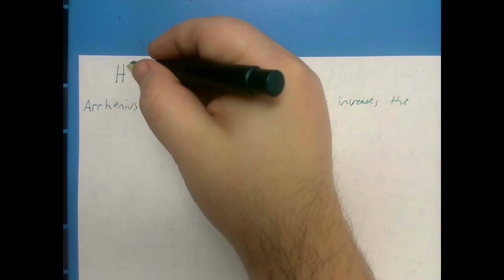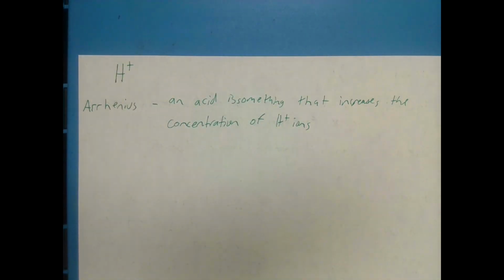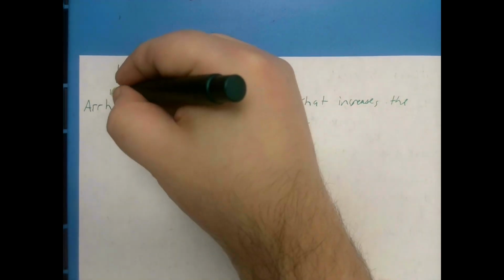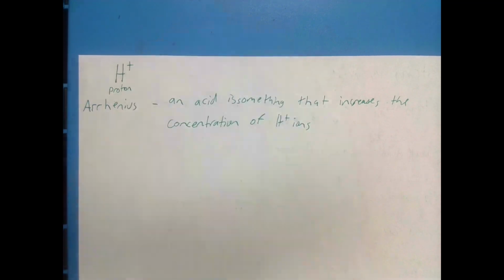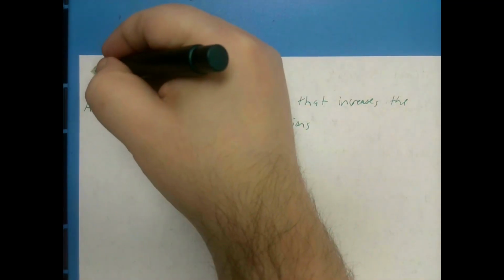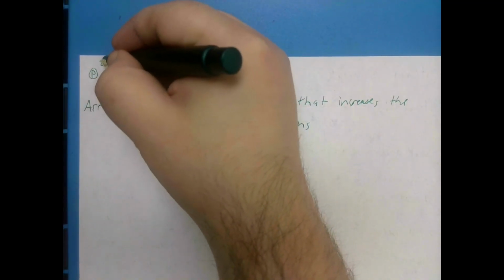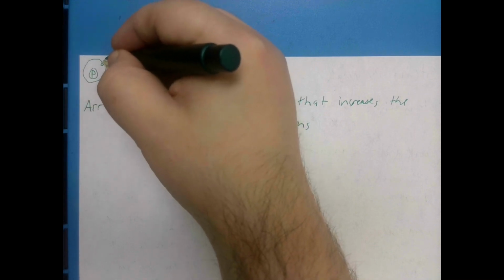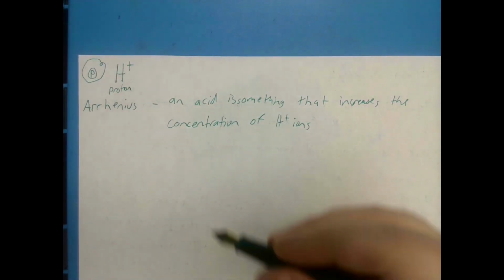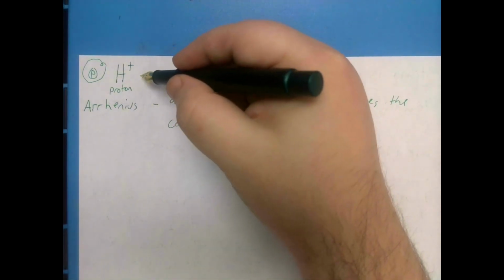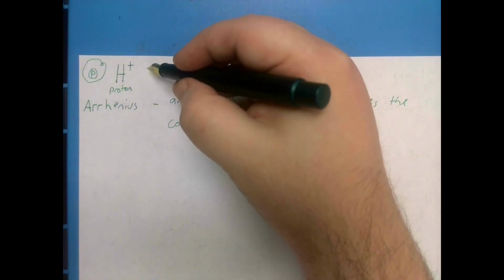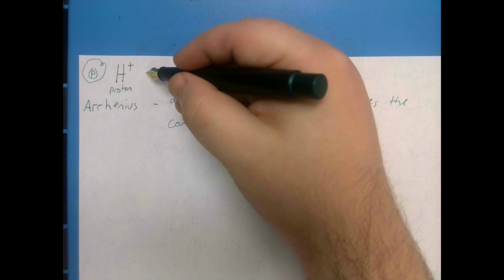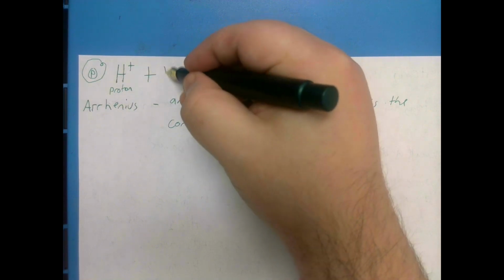What is an H plus ion? What is it really? It's just a proton. A hydrogen atom has 1 proton with an electron spinning around it. And if we remove that electron, it becomes just a proton. Protons are very unstable by themselves. They will go and latch on to anything. For example, water.